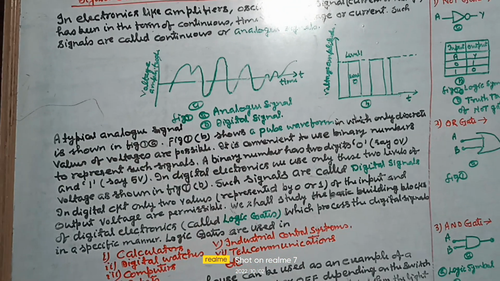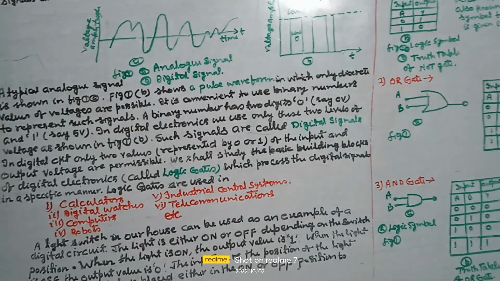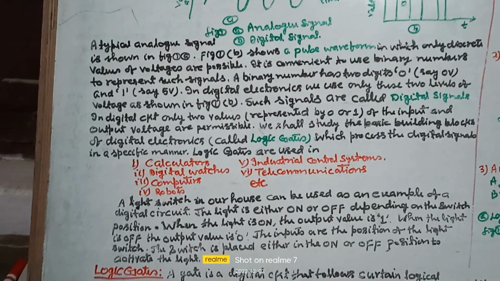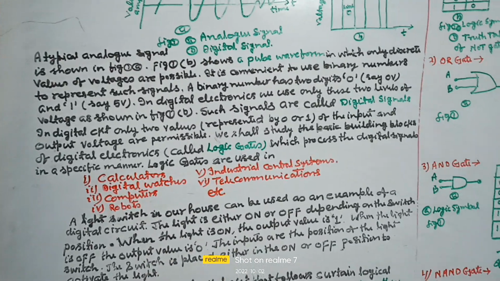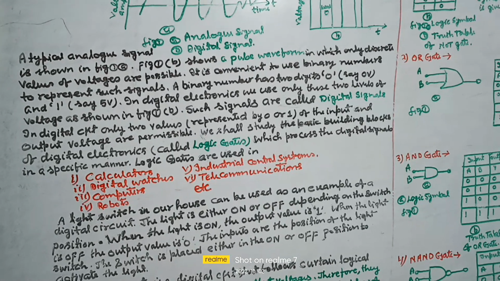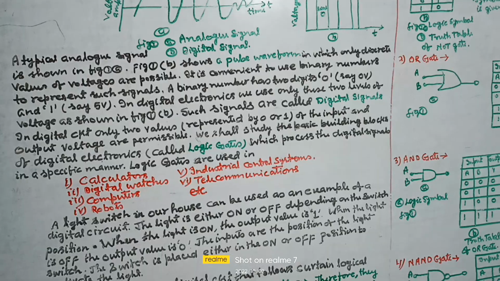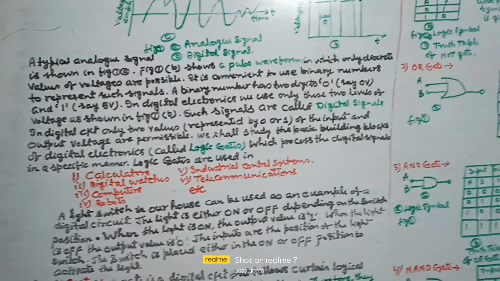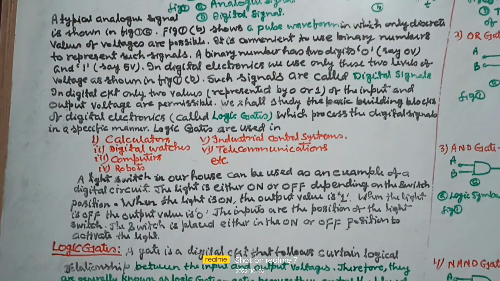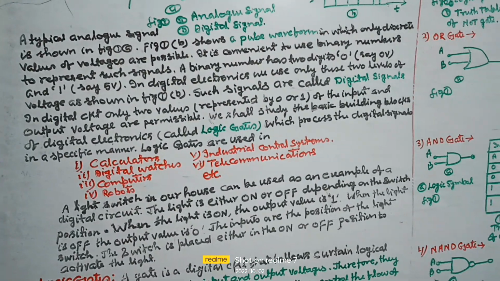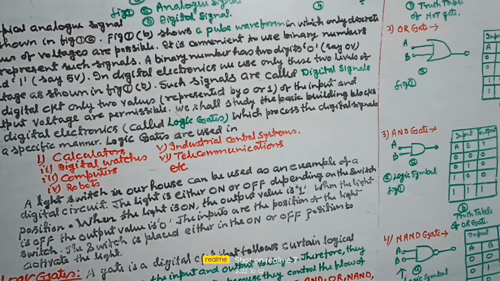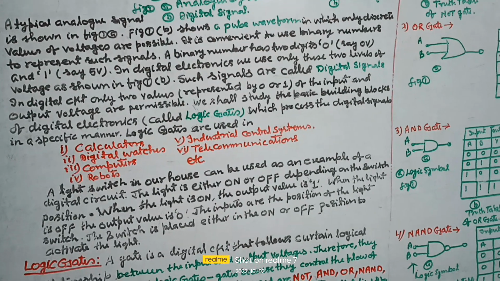A typical analog signal is shown in figure 1a. Figure 1b shows a pulse waveform in which only discrete values of voltages are possible. It is convenient to use binary numbers to represent such signals. A binary number has two digits, 0, say 0 volt, and 1, say 5 volt. In digital electronics, we use only these two levels of voltage. As shown in figure 1b, such signals are called digital signals. In a digital circuit, only two values, represented by 0 or 1, of the input and output voltage are permissible.